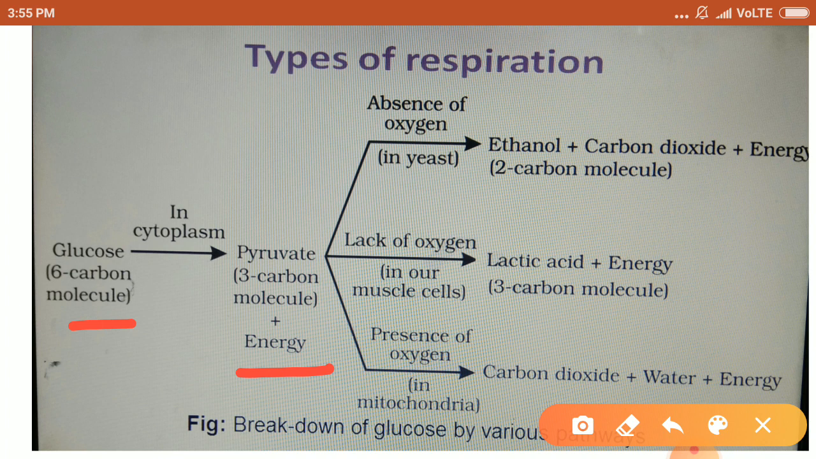Further, this pyruvate enters into the mitochondria for oxidation of pyruvate. The pyruvate is oxidized and it produces carbon dioxide and water in case of aerobic respiration, which occurs in the presence of oxygen. And it produces 38 ATP. ATP is the energy currency. Energy is stored in the form of ATP. So in this phenomenon, a high amount of energy is produced in the form of 38 ATP.